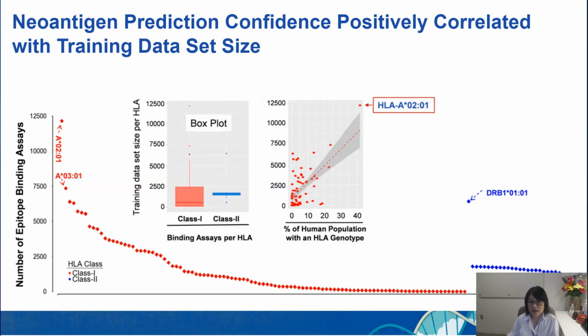Luckily, as shown in the right inlaid figure, the HLAs with the most training data are also the most prevalent in the population. For example, HLA A0201 is expressed in more than 40% of the human population. So even though we only predict neoantigens binding to a few HLAs, we can still do so for the majority of the patients.